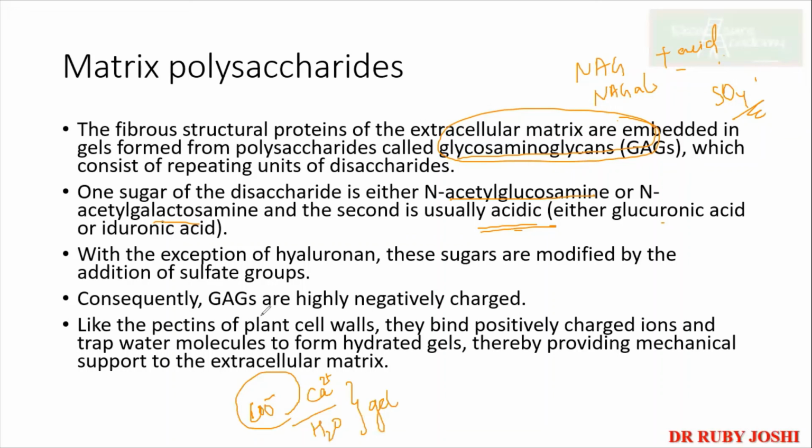Same way, these negatively charged GAGs bind positively charged ions, again trapping the water molecules to form the gel. Okay, and hence they provide the support to the extracellular matrix.